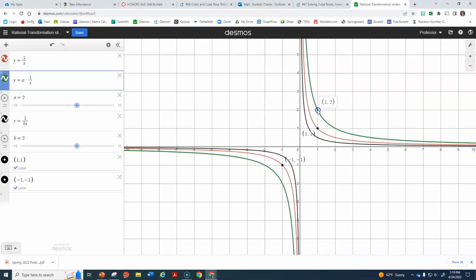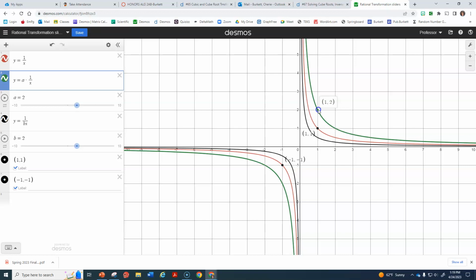You can see that at the same x value, I was at (1, 1). Now I'm still at x equals 1, but my y value is now 2. My y value got multiplied by 2 because why? The a is an outside number. A's change the y values by a multiplier.